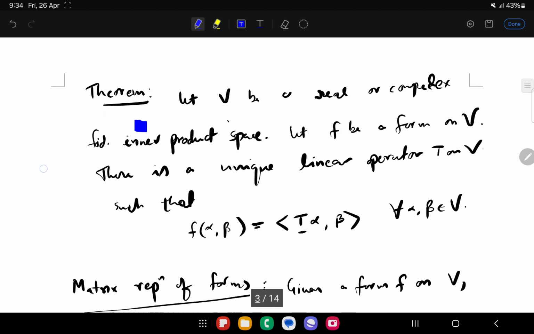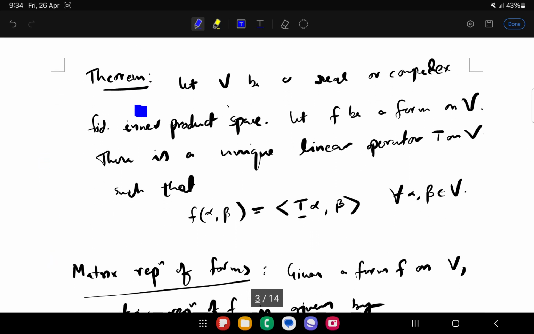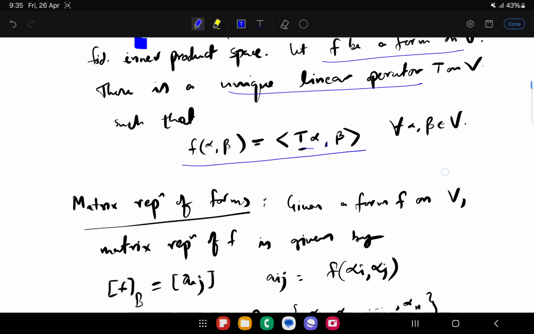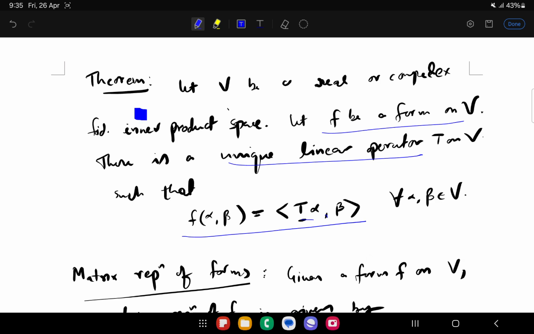Next we have this theorem that if V is a real or complex finite dimensional inner product space and if F is a form on V, then there exists a unique linear operator T on V corresponding to F, such that F can be written as F of alpha beta is equal to T alpha inner product with beta. Okay, this basically gives you a one-to-one correspondence between forms on V and linear operators on V.